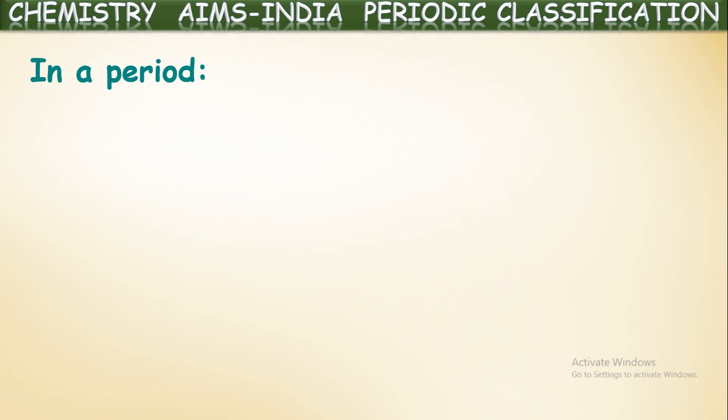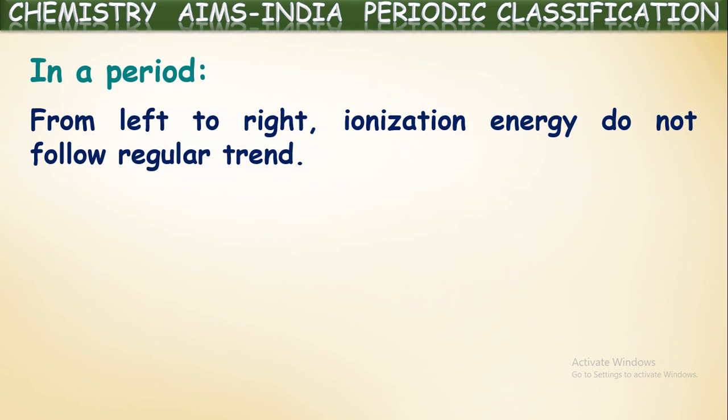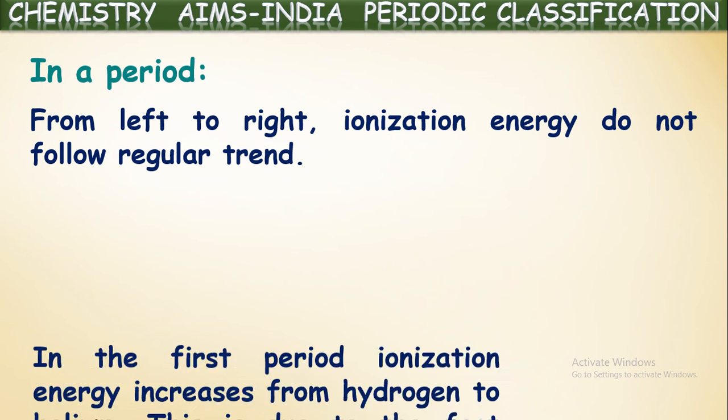In general, ionization energy in a period gradually increases because the size of the atoms decreases. If the size decreases, the nuclear force of attraction on the electrons increases and hence ionization potential increases. So this is to say in general based upon the size. In a period from left to right, ionization energy increases. But in fact, from left to right, ionization energy does not follow any regular trend. Let us see why it is so.